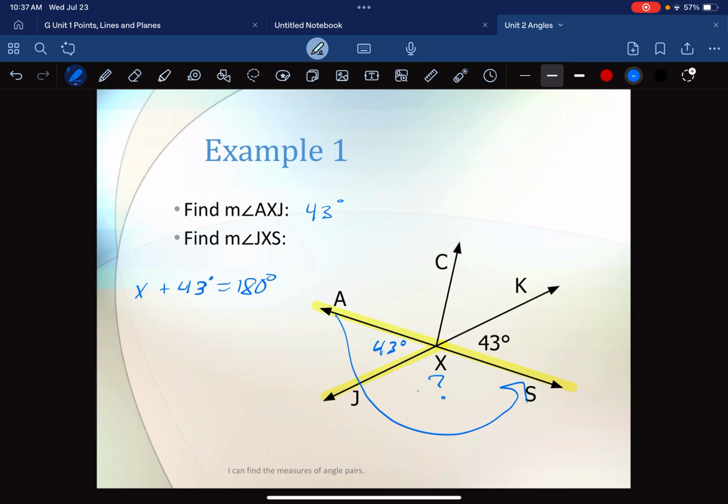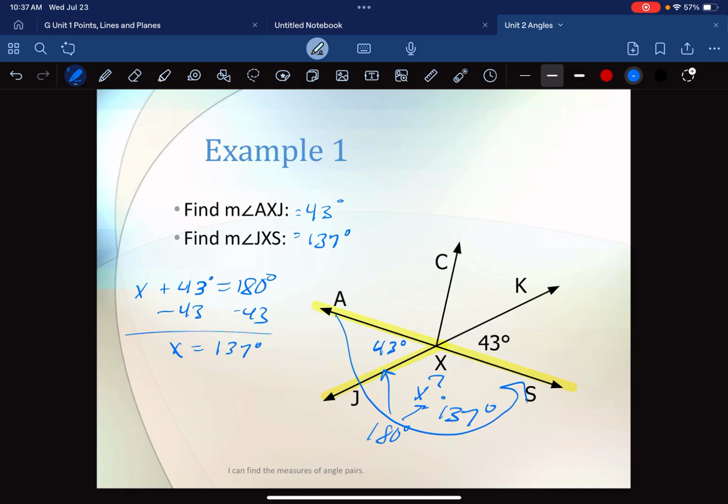So I'll call this X. I know there's another X there, ignore that. And then we'll subtract 43 from both sides, and that's going to give me the measure of the rest of this angle. JXS is going to be 137. Okay, just used linear pair. So this is 180 degrees. I know this much of it's 43, so this one must be the 137. Okay? It's called a workaround.